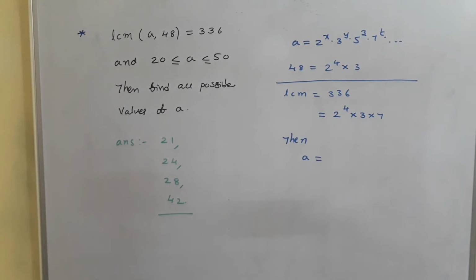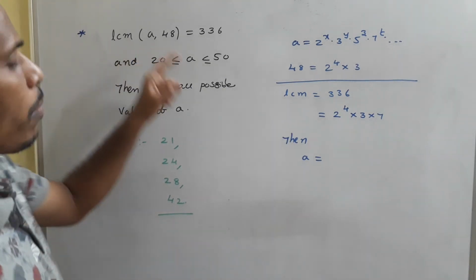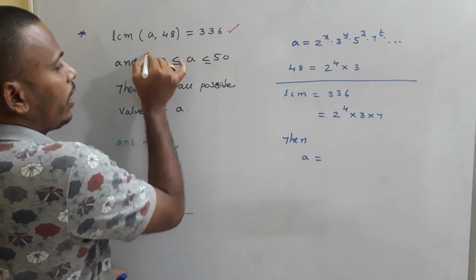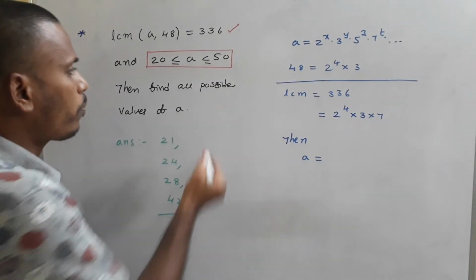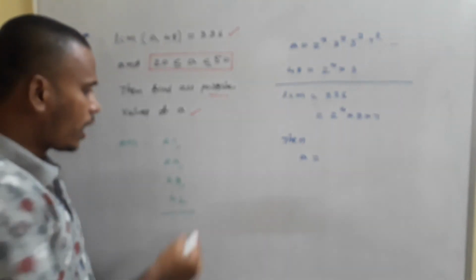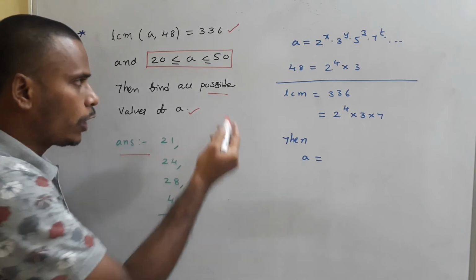So look at the next problem. See, LCM of A comma 48 is given as 336 and A is in between 20 and 50. We need to find all possible values of A and these are the answers we need to check.